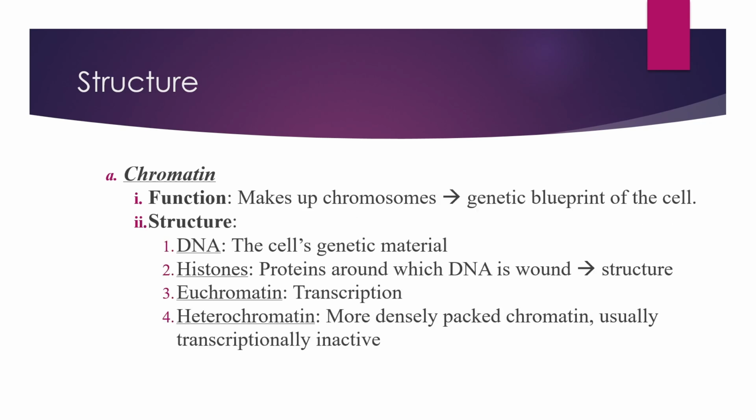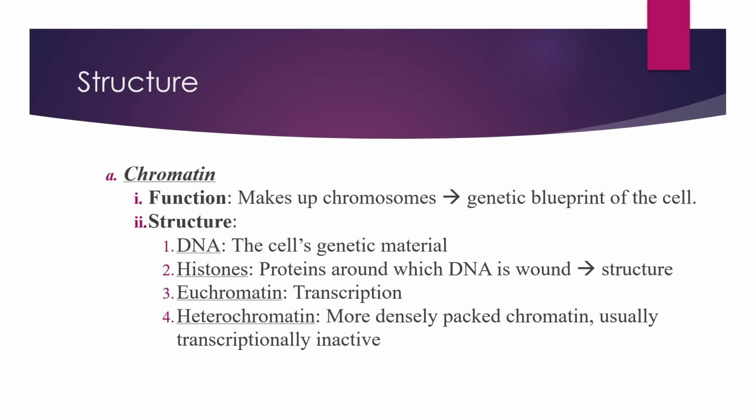Then you have the chromatin, which is the material that makes up chromosomes. It contains the genetic blueprint of a cell, basically. There's a couple of parts of chromatin that we need to know. You have the DNA, which is the cell's genetic material. It's organized into linear molecules. Then you have the histones, which are proteins around which DNA is wound, helping to package it into a compact, organized structure. And then there are two other concepts.